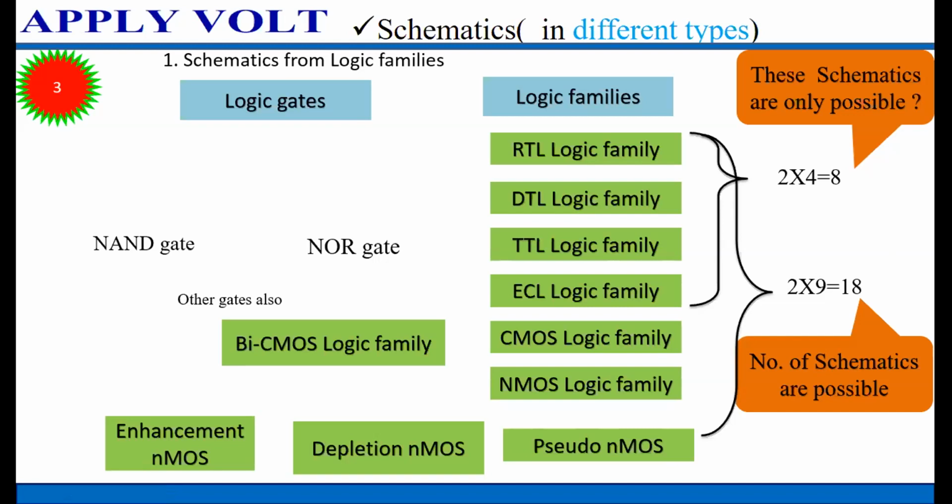5 in terms of SOP, 5 in terms of POS, 5 in terms of NAND only, 5 in terms of NOR only, 20. So now I can write 20 in place of 2 only, 20 into 9. Okay, 180 different schematics are possible, guys. But my point is, all 180 schematics are not equally good. One is good, somewhat good, one is bad, somewhat bad, something like that.